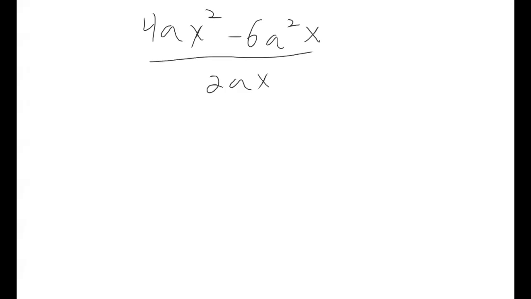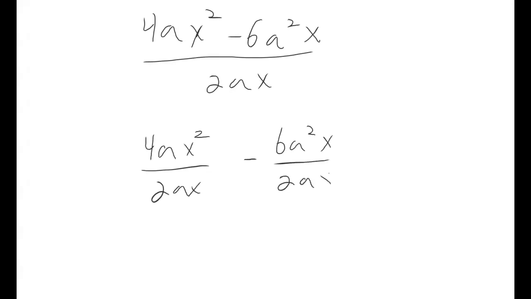So when we're dividing, 4ax squared minus 6a squared x over 2ax. So now we're dividing. What I would do is break these apart. 4ax squared over 2ax minus 6a squared x all over 2ax. And now I have two individual terms, and now I just do the rules of 4.1, right? 4 divided by 2 is 2. A over a is, they both have those ones. 1 minus 1 is 0.